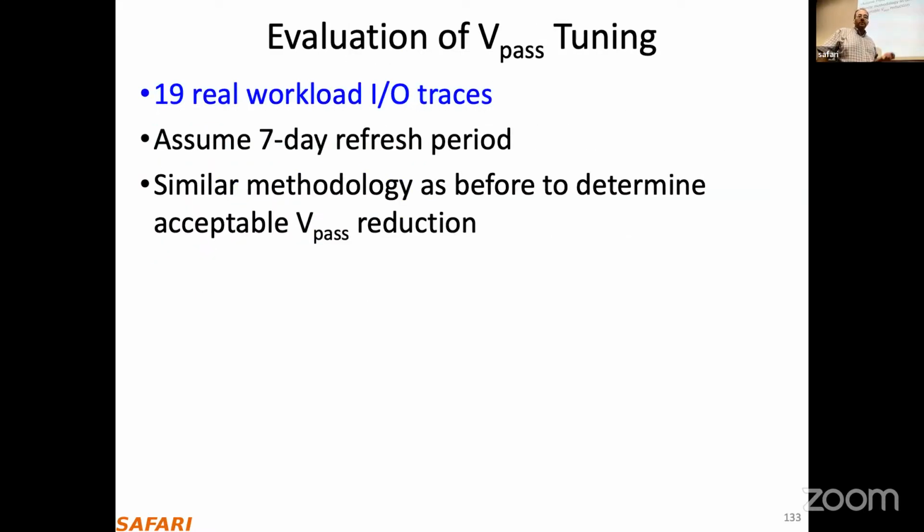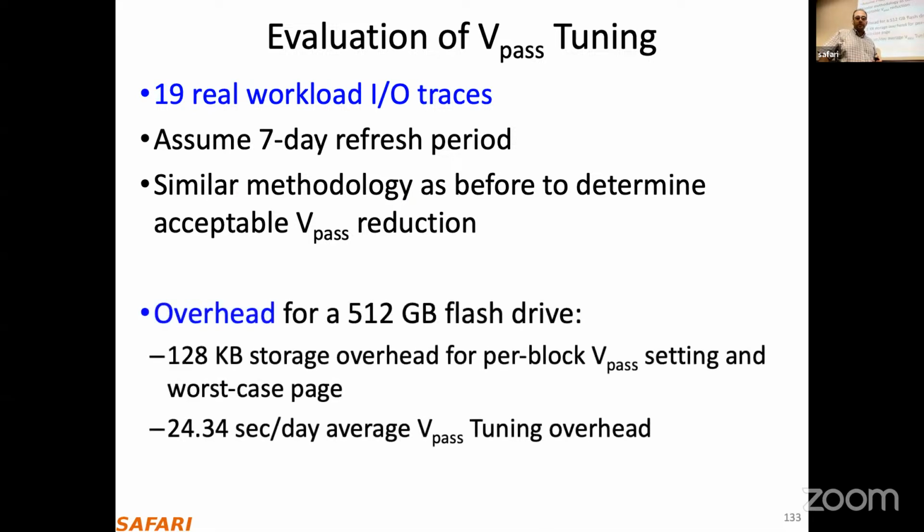So for evaluation, we use 19 real workload IO traces, and we assume that we have a 7-day refresh period, which is okay. I mean, as we discussed, if we refresh once a week, the overhead is relatively low, less than 1% or so. And we use a similar methodology as before to determine acceptable VPass reduction.